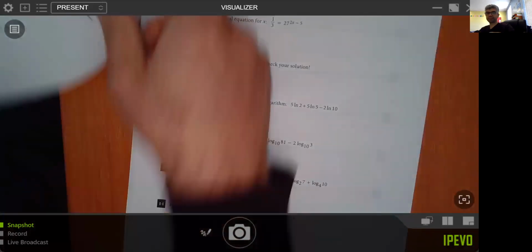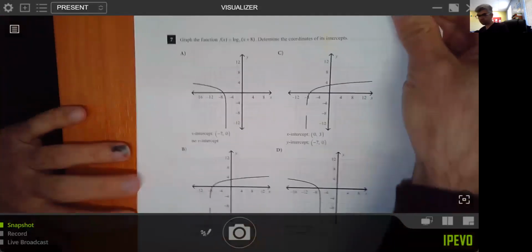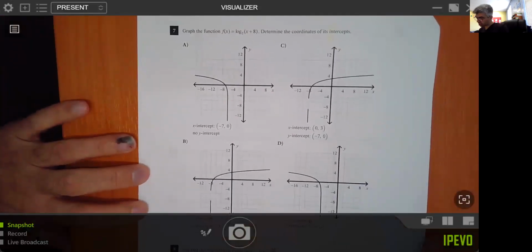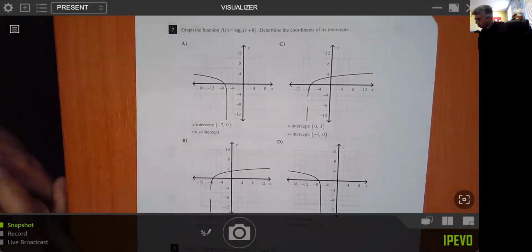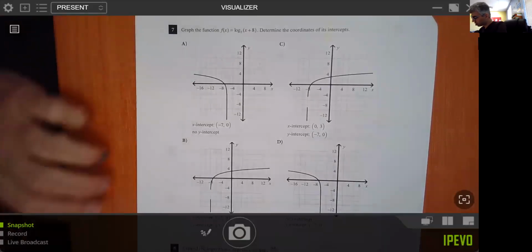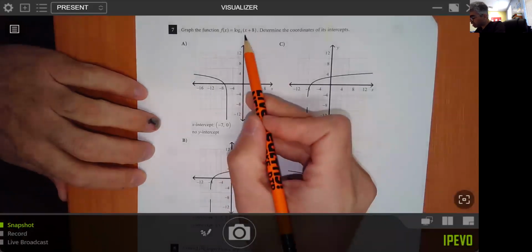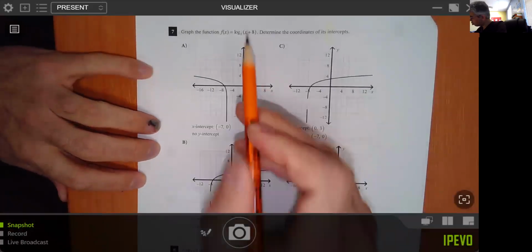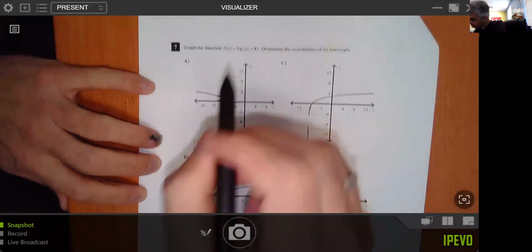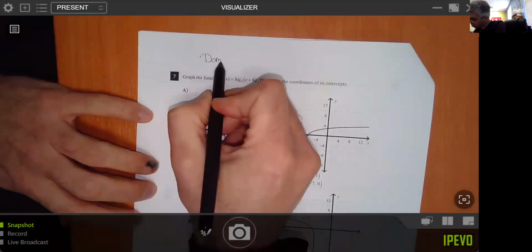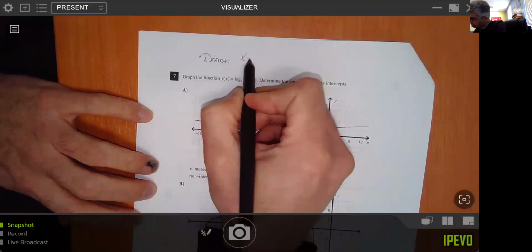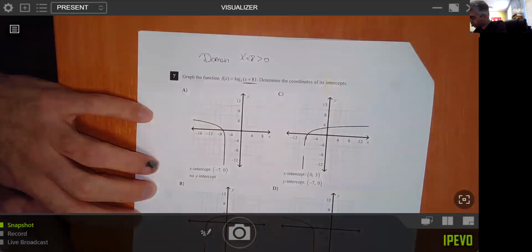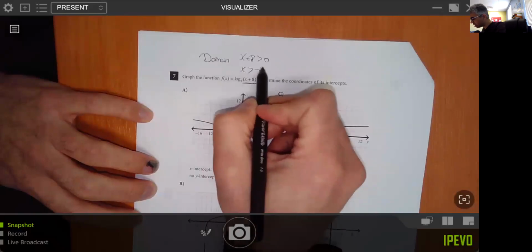Next question. Oh, another graph we have. Cool. And graph the function f of x, determine the coordinates of its intercepts. What we know, guys, this is a general logarithmic function. And what is the domain here? Domain. So the function x plus 8 in logarithmic function must be greater than 0. So x must be greater than -8.